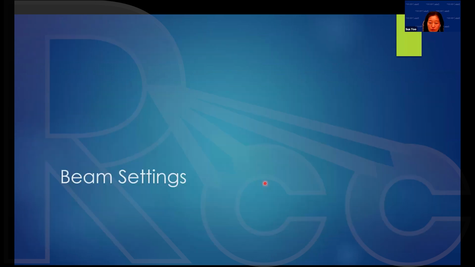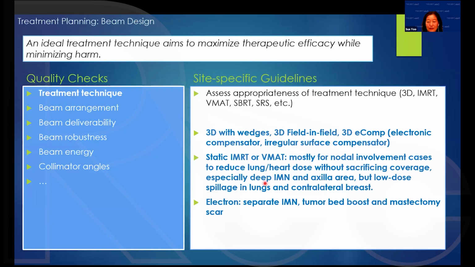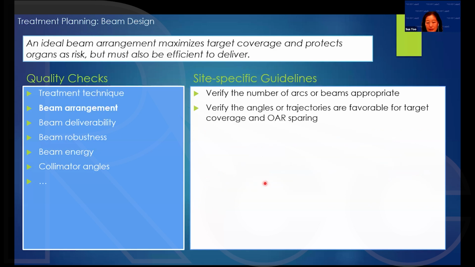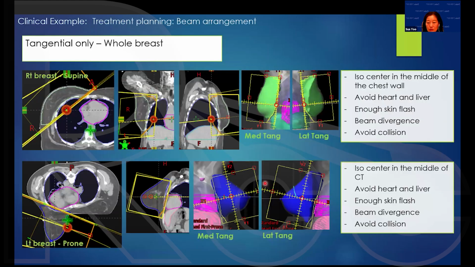Beam setting for breast. Beam setting is very critical. So we'll go through 3D and IMRT. That is like VMAT, not static IMRT. And we have some electron, but in this presentation, I didn't include the beam electron. Beam arrangement we'll go through. So tangential only, very basic thing, supine, tangential only plan.